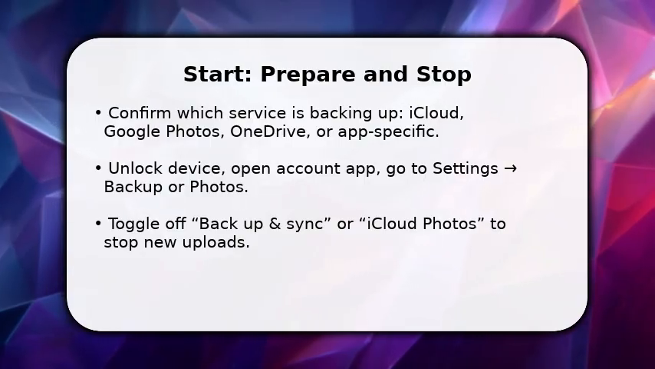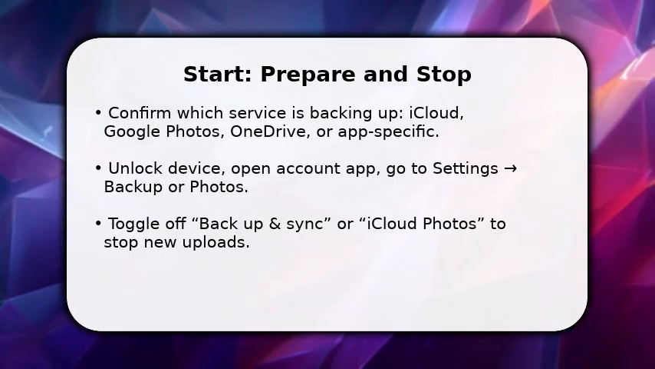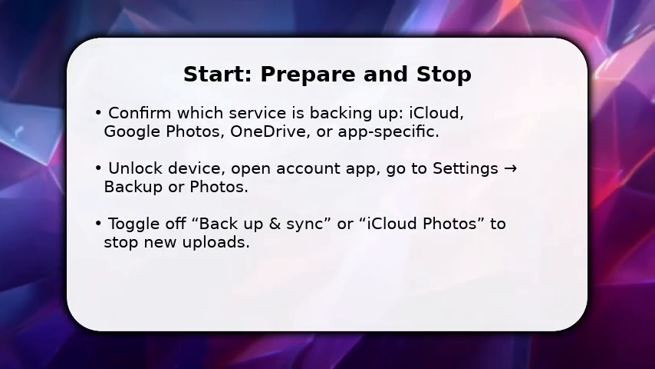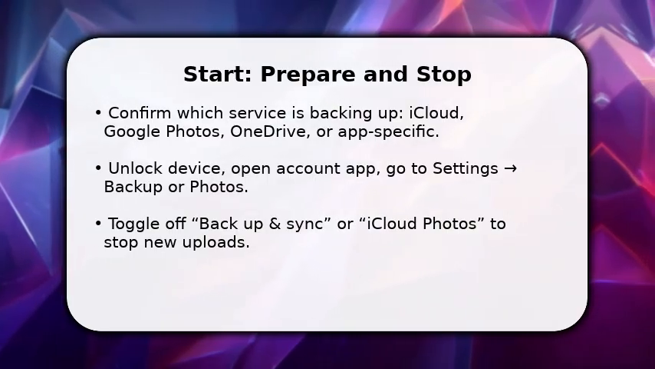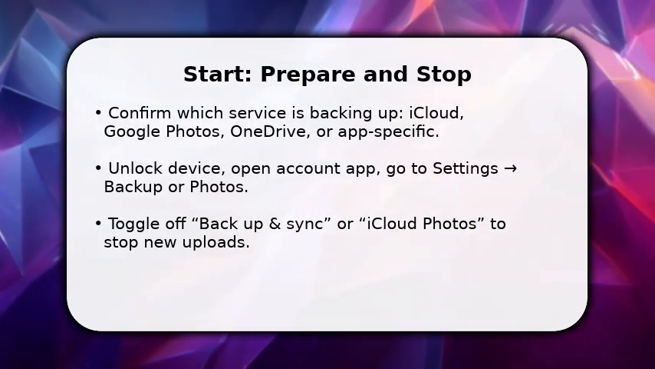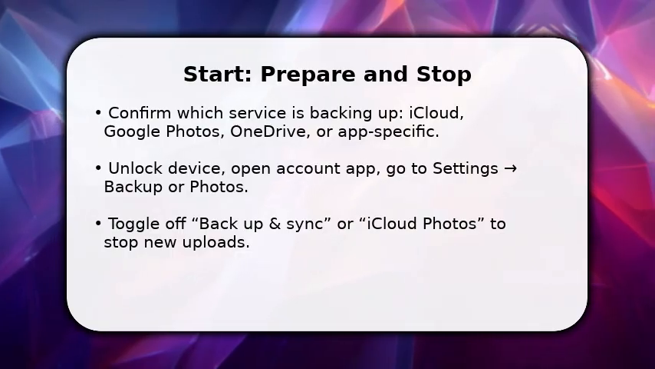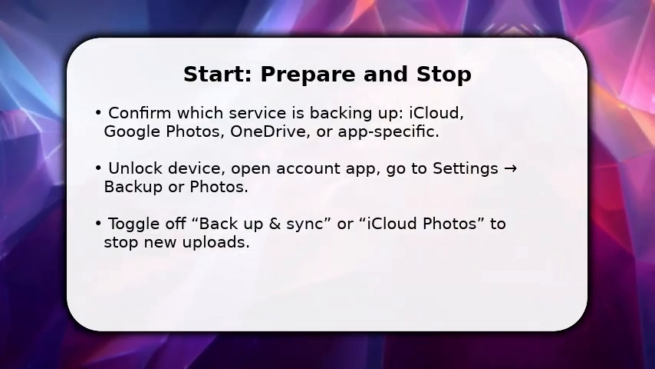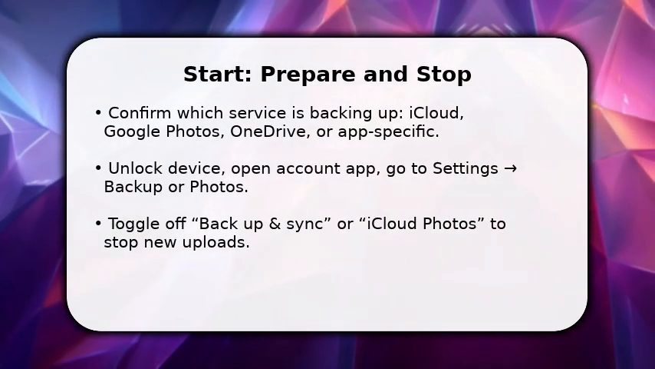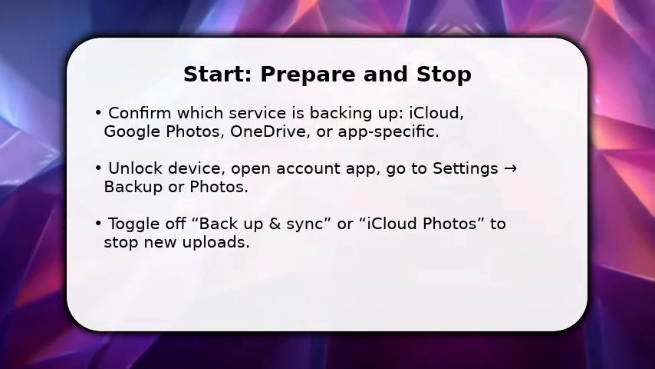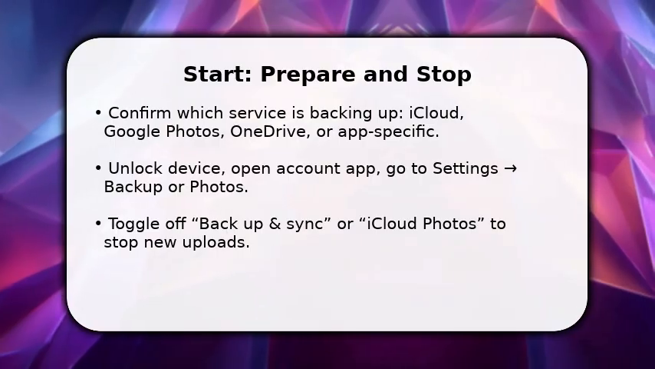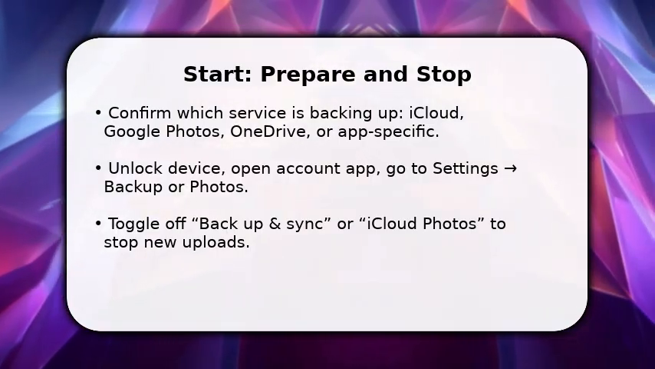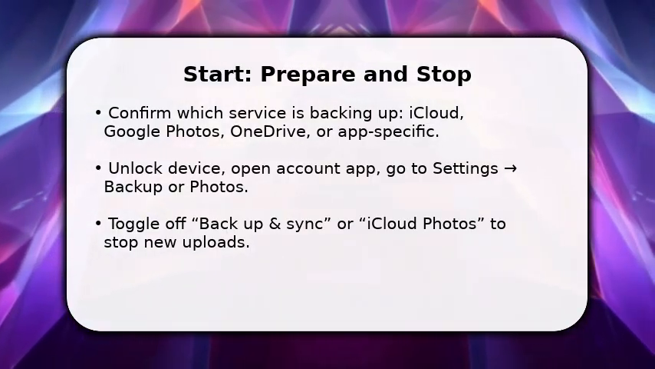You're going straight to action. Identify the cloud service that's uploading your photos and unlock the device. Once done, open that service's app or the system settings and find backup or photos options. Make sure you're signed into the same account that's performing the backup, otherwise you'll flip the wrong setting. Now toggle off the main backup switch, iCloud Photos, Backup and Sync, or similar. This prevents further automatic uploads while you take follow-up steps.